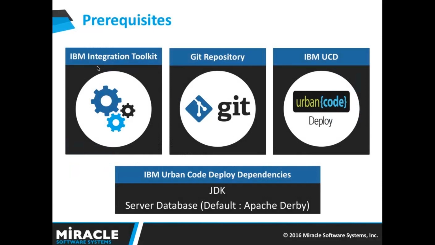Before moving further, make sure that we have installed these dependencies in our system, like the IBM UrbanCode tool and IBM Integration Toolkit, for the runtime environment, like the server, and also for development, in which the developer will do the check-in to the source code management, the Git repository. Here we are using IBM UCD. It consists of the IBM UrbanCode Deploy server, database, and at least one agent.